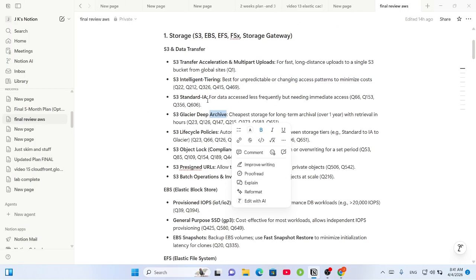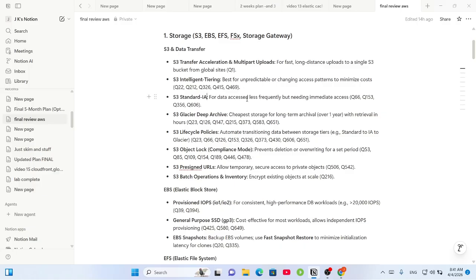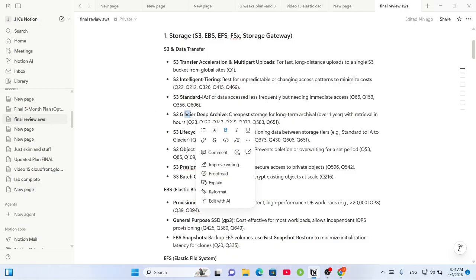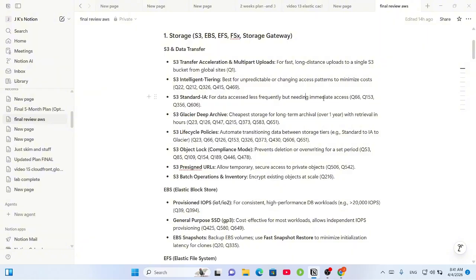S3 Standard-IA is used for data accessed less frequently but needing immediate access. Infrequent access means it's accessed less frequently, but it needs immediate access. That's the reason we're keeping it in infrequent access and not moving it to Glacier, because Glacier takes time to retrieve. The retrieval takes hours.